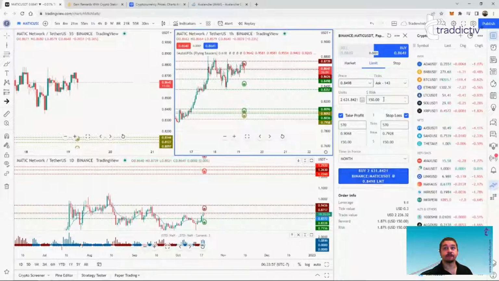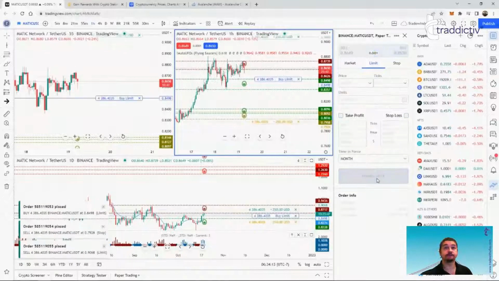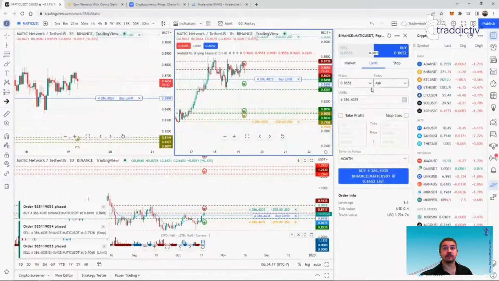Now, just to give you a little bit more perspective on this, let's bump this up to 250. That way we have two legs, so we have $500 that we're going to be holding for the longer term. So let's go ahead and buy that. There it is. Now let's do the same thing again.